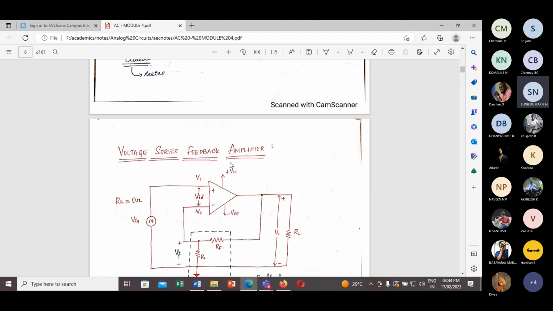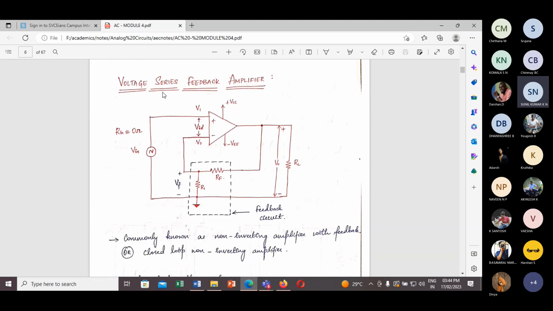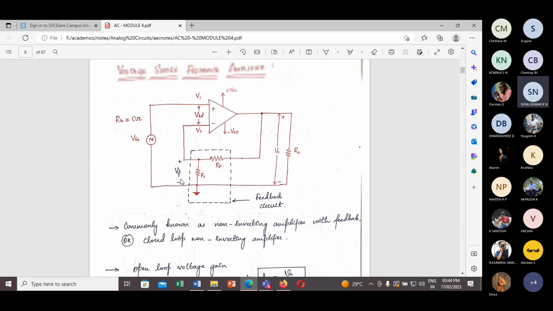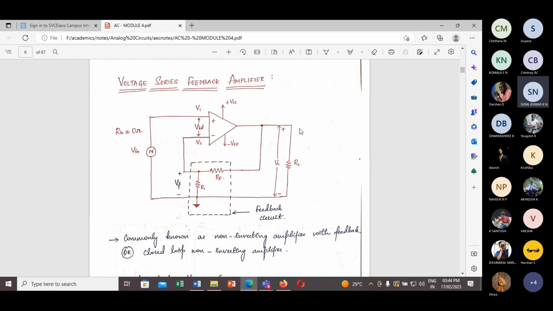So we'll learn in depth about the voltage series feedback amplifier. Voltage series means it has to be a non-inverting amplifier. In general, you consider this as the main amplifier, and this is the output. From the output, we go to the feedback network. This is the feedback network RF by R1. That is the feedback network we have, and this is the non-inverting amplifier configuration because it is voltage series configuration. The voltage across R1 is given as feedback input to the inverting terminal.